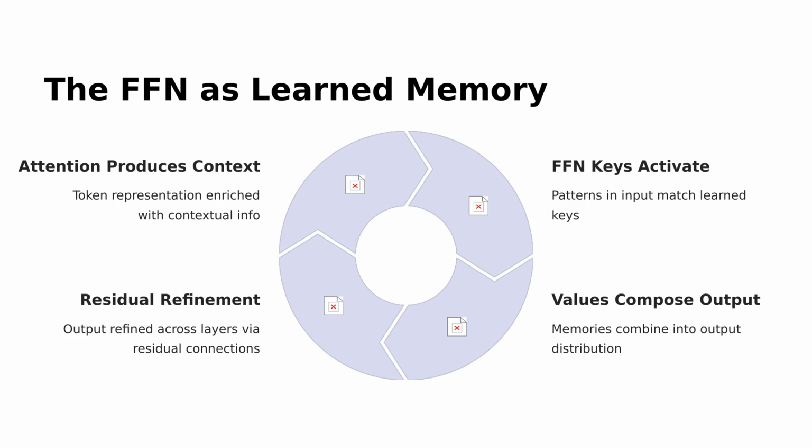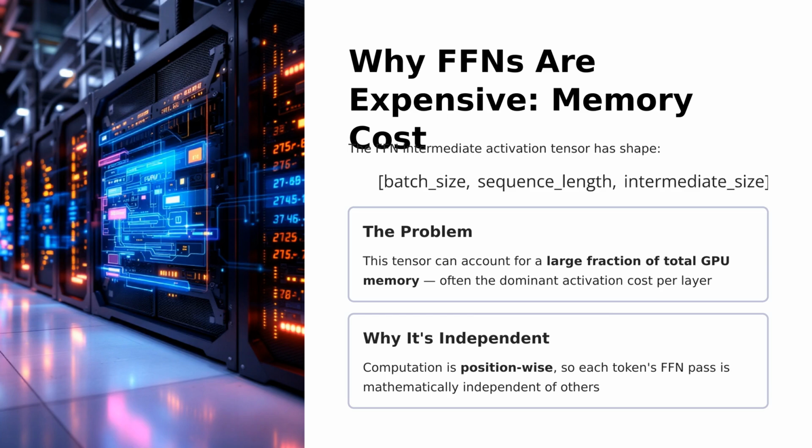You can think of the feed-forward network as a kind of learned memory. First, attention builds context by enriching each token with information from the surrounding sequence. Then, the FFN checks that representation against learned key-like patterns. When those patterns activate, their associated values help shape the output distribution. Finally, residual connections carry that information forward, so each layer incrementally refines the representation.